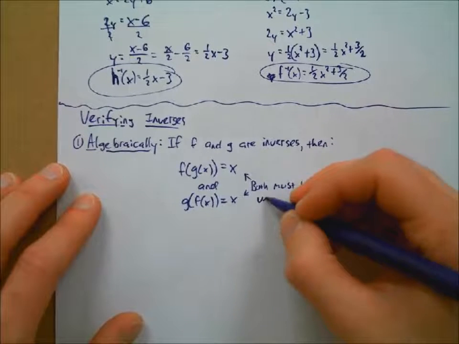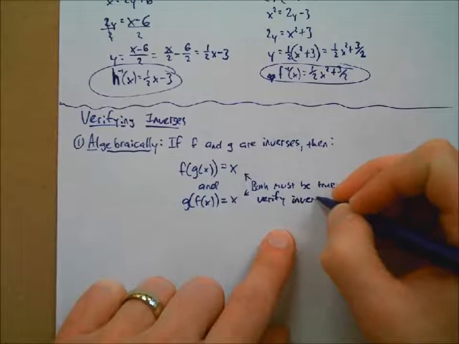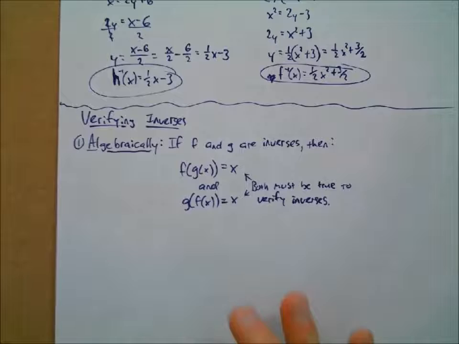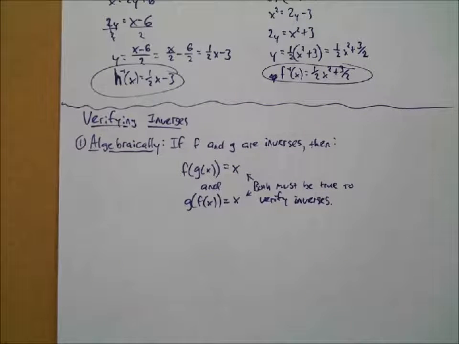To verify inverses, both must be true. If you plug one function into another function and you simplify down to x, but then you do the reverse and you don't get x, those functions aren't inverses of each other. Only inverses have this occur.